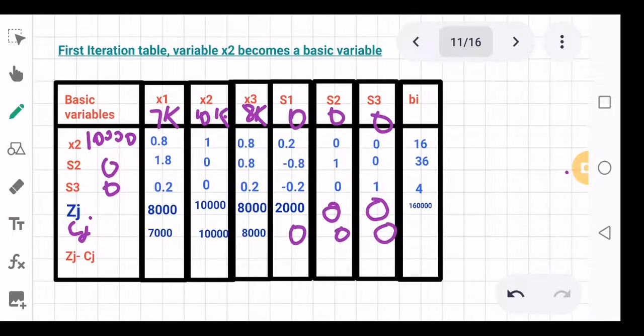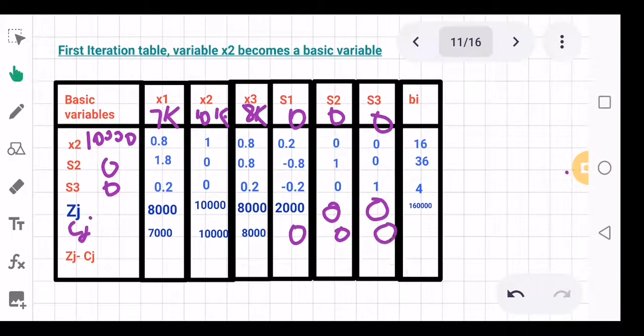How did I get the Cj values? Cj value is nothing but all these values which are written above. This is your Cj. C represents cost. Cj is 7,000 because x1's coefficient is 7,000 in the objective function. Cj for this is 10,000, 8,000. It is 0 here, so 0 here, 0 here, so 0 here, 0, 0. That's how I got these values.